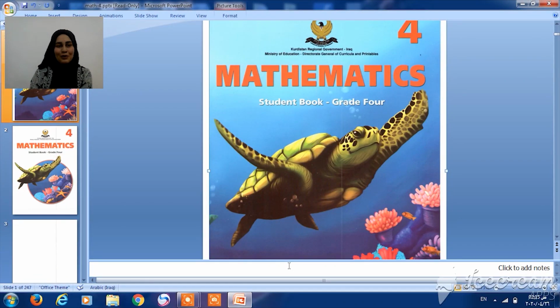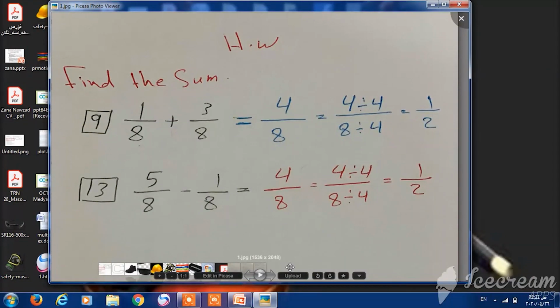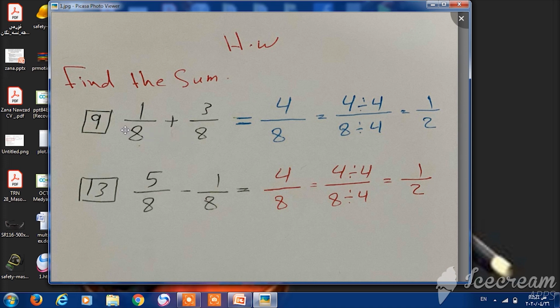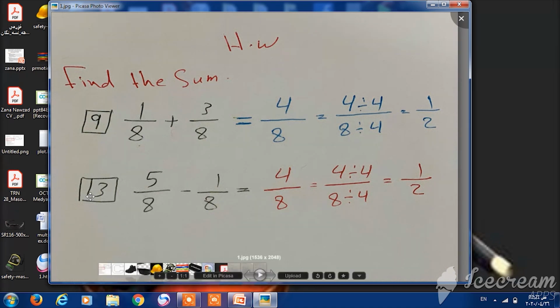Happy Ramadan to all. Today I will explain how you can add and subtract fractions when they have different denominators. Like every time, before we start, let's remind ourselves of the previous lesson. In the previous lesson, we talked about how you can add fractions when they have the same denominator, and we had two homework problems, number 9 and 13.